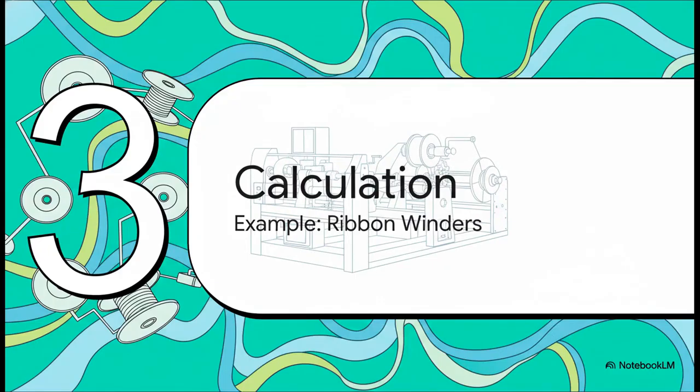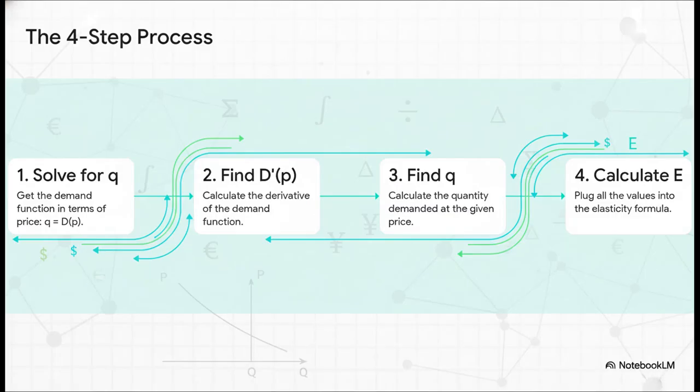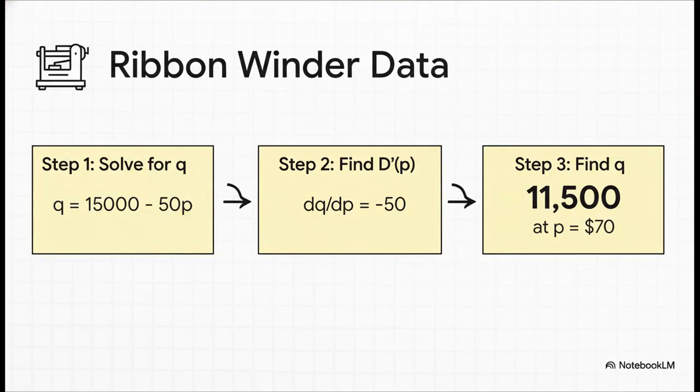Okay, enough theory. Let's make this concrete. We are going to walk through a real example for a company selling, you guessed it, ribbon winders. And we're going to follow these 4 simple steps. First, we need our demand function written in terms of price. Second, we get its derivative. Third, we figure out how many units we'd sell at our specific price. And fourth, we just plug it all into the formula. Ready? Let's do it.